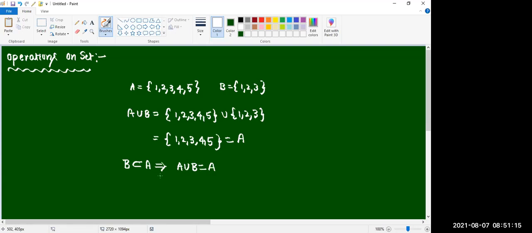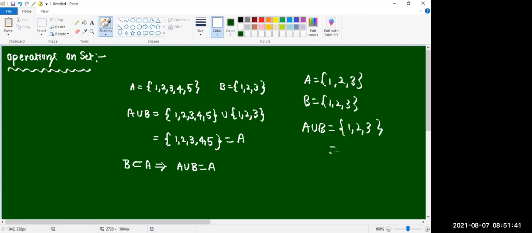Understanding? For example, A equal to 1, 2, 3, B equal to 1, 2, 3 we are taking. A union B equal to how much? 1, 2, 3 only, which is nothing but A only. In this case B equal to A, so A union A is always A only.